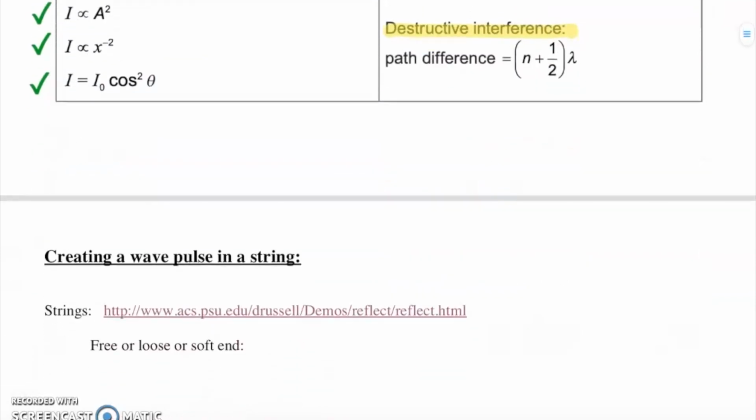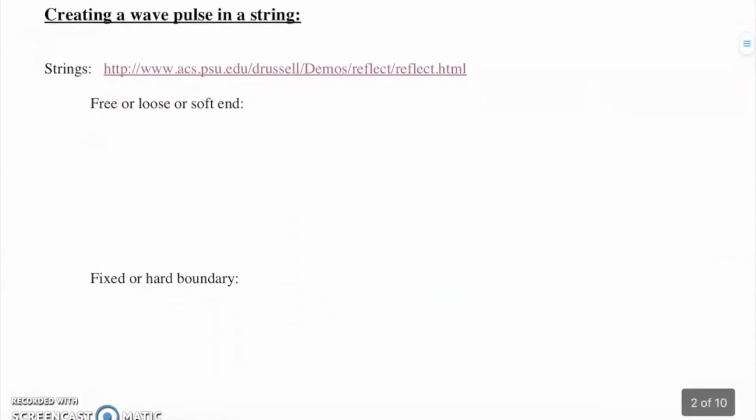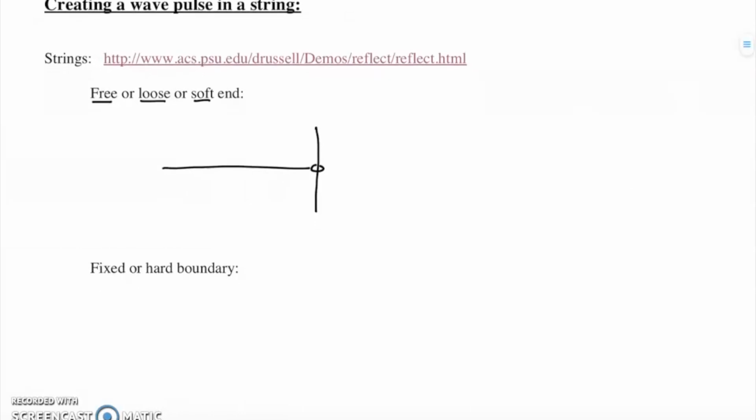I want to begin by talking about how to create a wave pulse, let's say in a string. Imagine a string and imagine two scenarios. One is where your string has a free or a loose end, almost like it's attached to a ring and that ring is allowed to go up and down. We call this a free, loose, or soft end. That's in contrast to a fixed or a hard end, which means the string is actually attached to the wall or whatever it's on, and it's not allowed to move up and down. I'm going to head over to the simulation and we can take a look at those two scenarios.